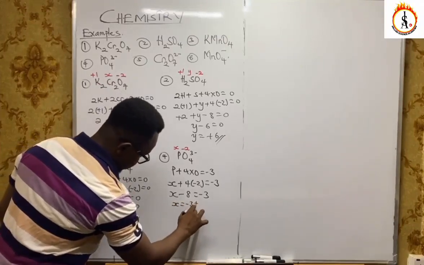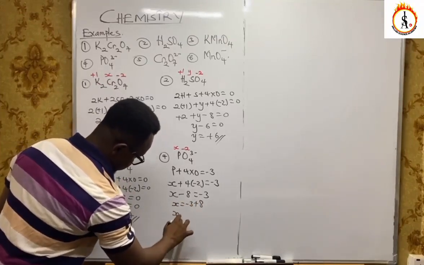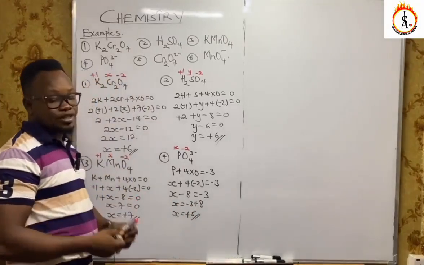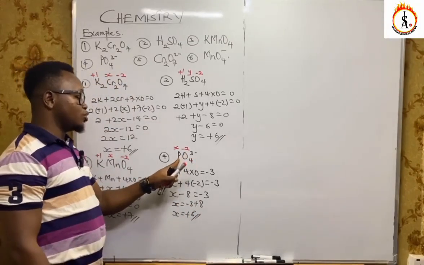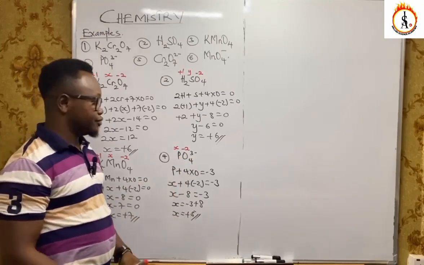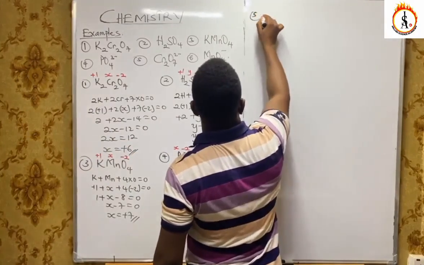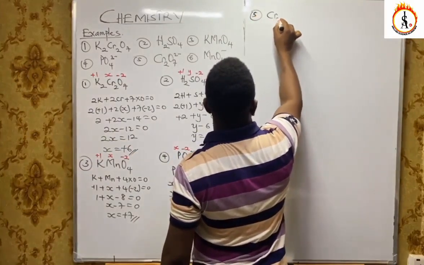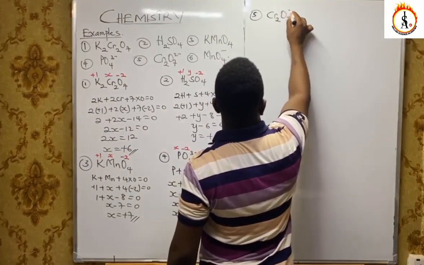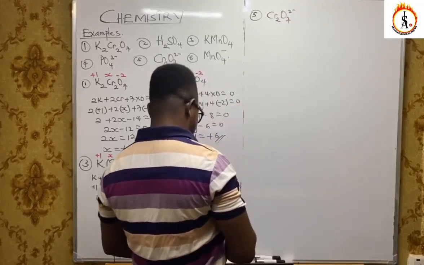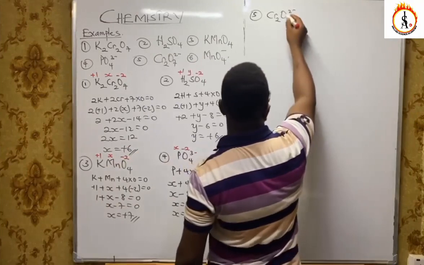So X will be equal to negative 3 plus 8. X will give us plus 5. So we can refer to this as tetraoxophosphate 5. And then we look at the fifth example. The fifth example, we have Cr2O7 2-. With Cr2O7 2-, we assign oxidation numbers.